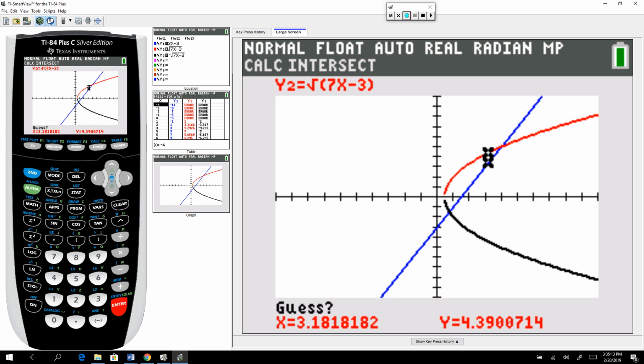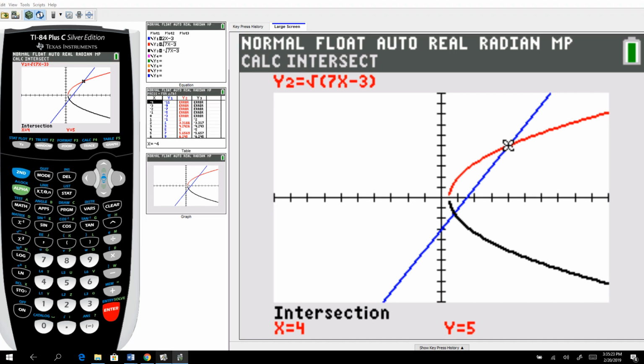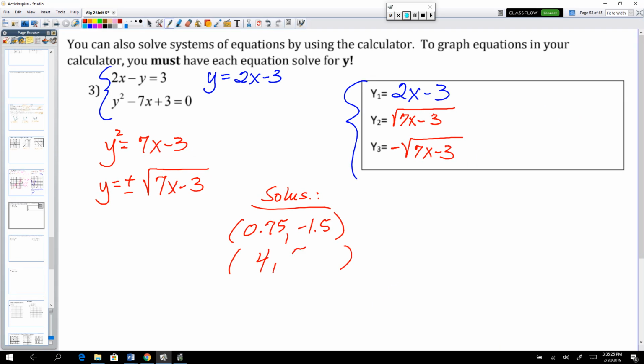I'll hit enter. And then the next question is guess. Yes, let's go ahead and guess where they're intersecting. It says that intersection point is at 4, 5. So the other solution is 4, 5. Those are my solutions. And remember, I always put them in ordered pairs.